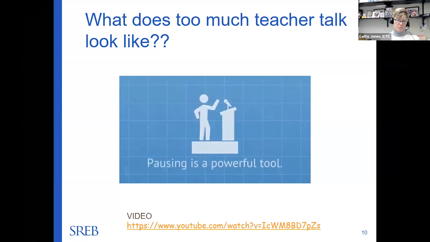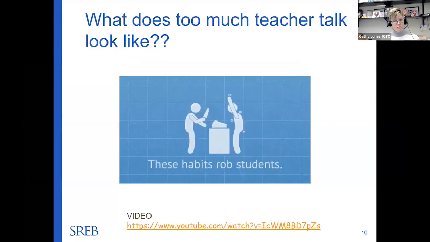Pausing is a very powerful tool, as it allows students time to process what the teacher is saying. And it also allows the teacher time to look around the room and assess learner comprehension to see who understands and who doesn't. These bad teacher talk habits rob students of the time and confidence to speak English. Always try to remember that if you are talking, your students are not.